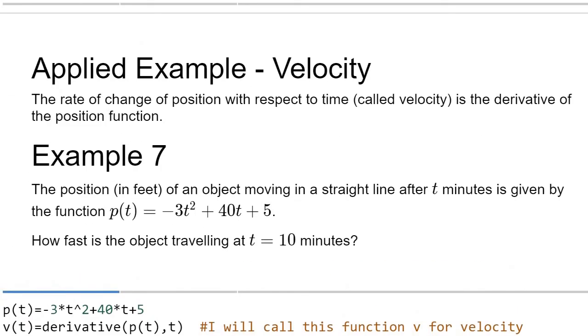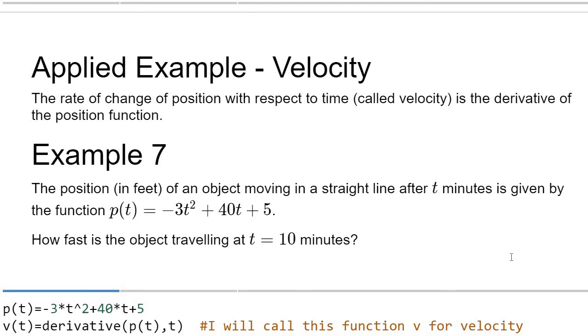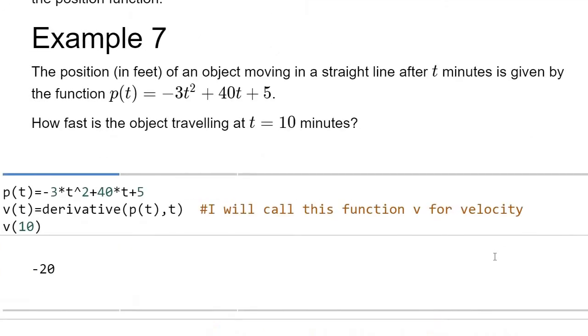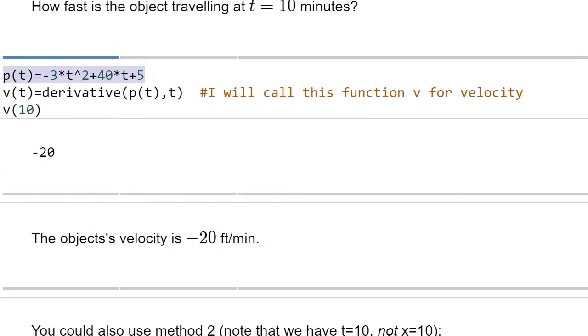Okay, here's an applied example where we do velocity. So if your original function is a position function and you want to know the rate of change of position with respect to time, that's called velocity. Then velocity is the derivative of the position function. So here's an example. This p function, p of t, gives the position in feet of this object that's moving in a straight line where t is measured in minutes. And the question is, how fast is the object traveling at t equals 10 minutes? So what's the instantaneous velocity at 10 minutes? So I define the function p. There, that's my position.